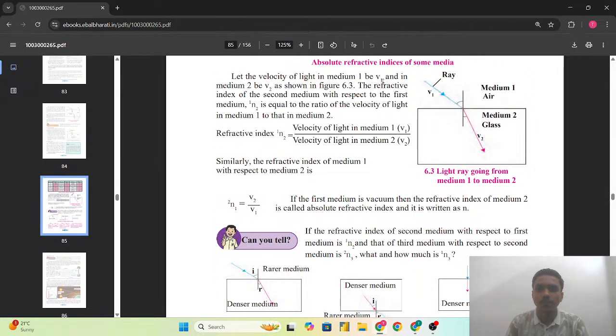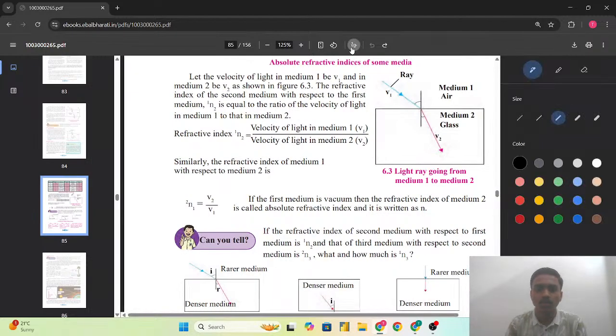Let the velocity of the light in medium 1 be v1 and in medium 2 be v2, as shown in figure 6.3. Refractive index of the second medium with respect to the first medium, n21. The mistake that happens here is in the denotation part, so this should not happen. What we have to keep in mind is the refractive index of the second medium with respect to the first medium. How to write it: refractive index, that is n, of the second medium with respect to the first.